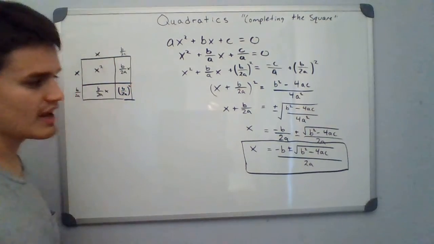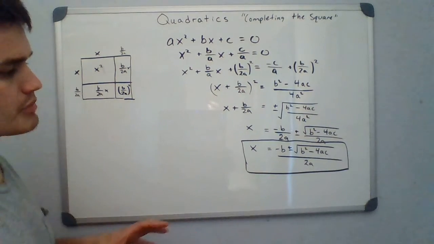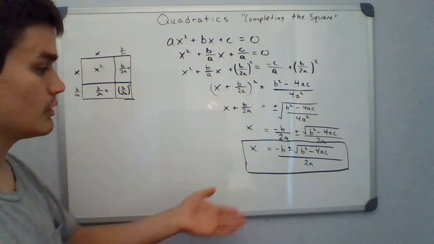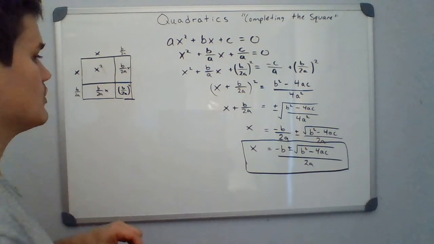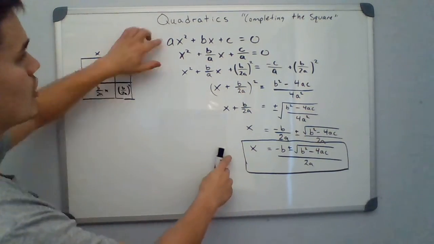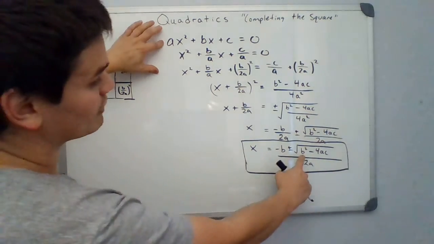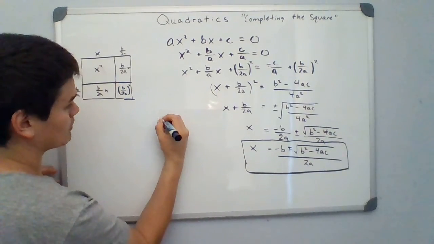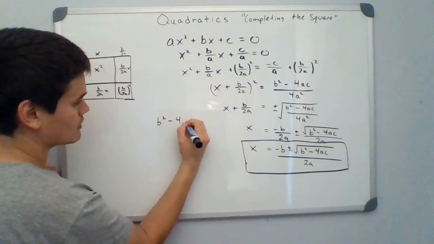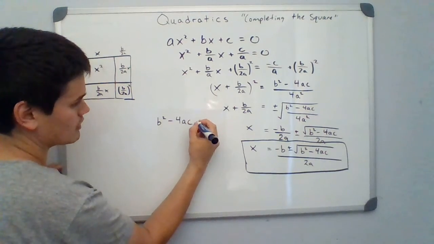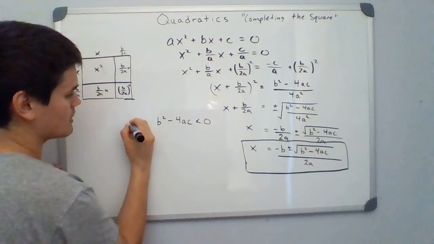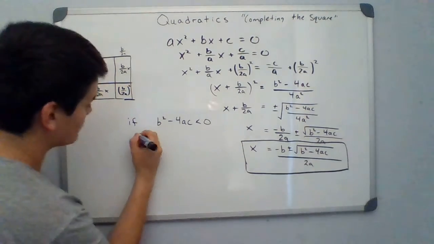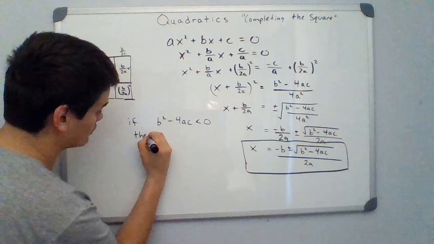So one important thing to note is that if I have a negative number under this radical here, that would be taking the square root of a negative number, which we can't do if we're in the real numbers, but it will make this a complex number. So if we have a quadratic such that b squared minus 4ac is negative, I can say if b squared minus 4ac is less than 0, then there are no real roots.